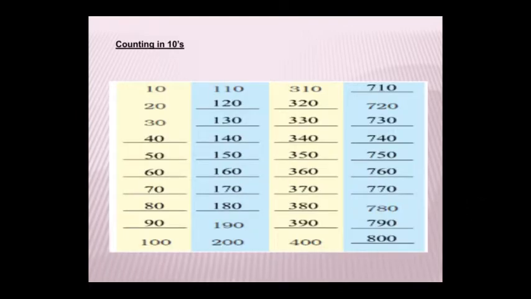Let us see counting in tens. See here, filling the blanks, you have to write. 10, 20, 30 are given. After 30, what you have to do is skip counting by tens. Tens means you have to add 10 to that number. For example, 30 is there, you add 10, so you get 40. 40 add 10 you get 50. 50 add 10, 60. 60 add 10, 70. 70 add 10, 80. 80 add 10, you get 90. 90 add 10 you get 100.